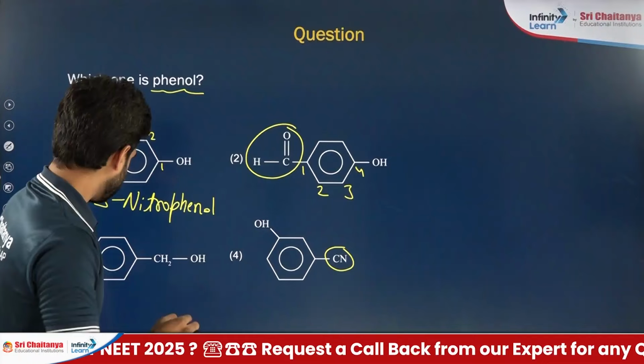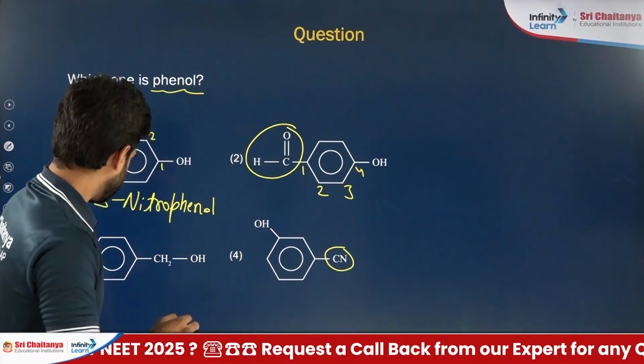Right? For phenol, OH must be attached on the benzene ring and definitely no bigger or higher priority functional group should be present, right? So if you go for this one, the first is our answer because it is phenol. How? Because nitro is just a substituent. Even if I give a name for this, I will say it is 1, 2, 3. So I can call it 3-nitrophenol, right?